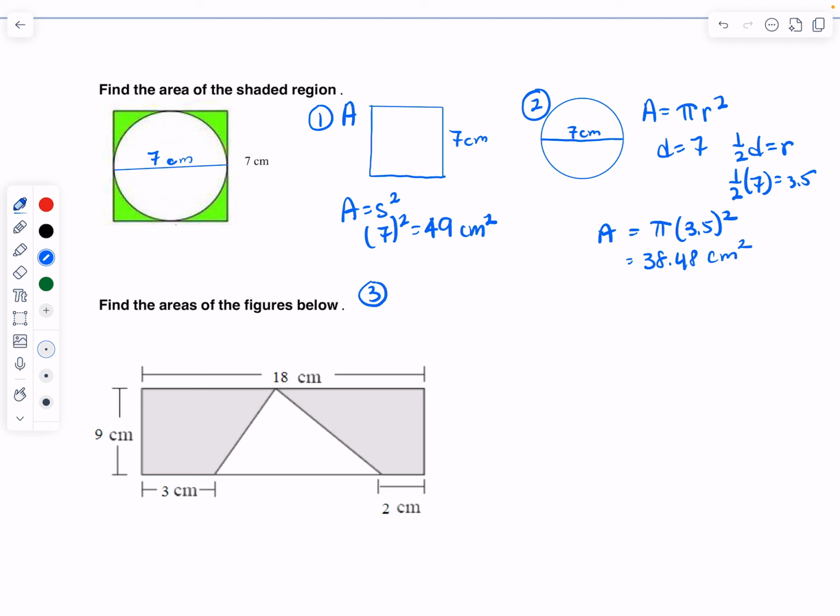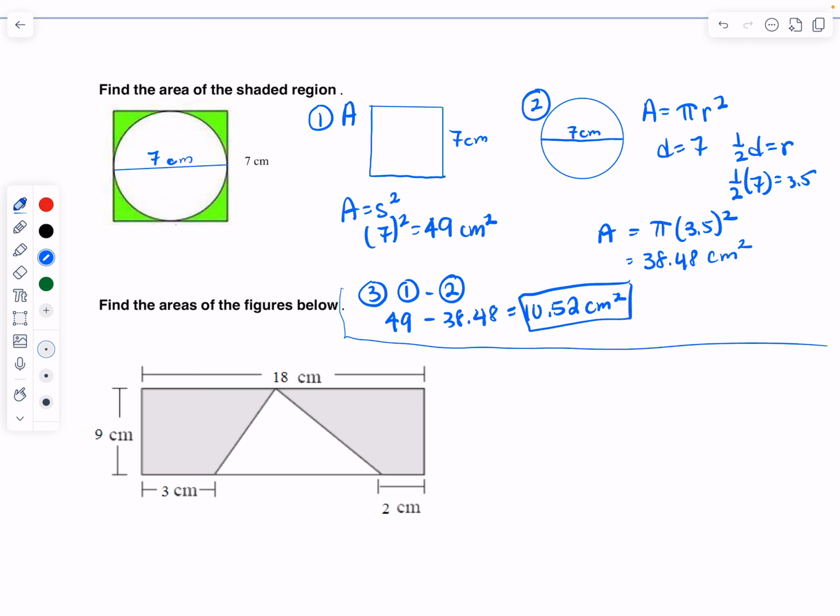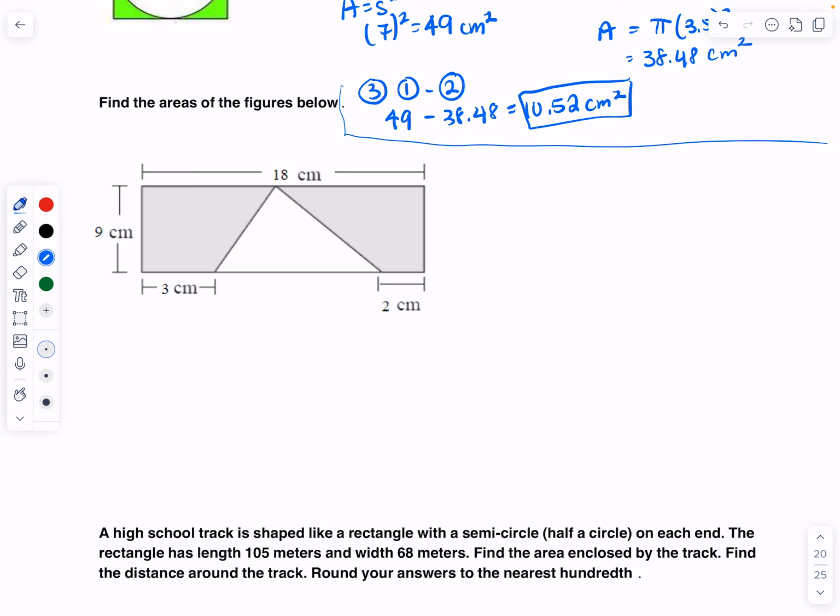So the next step is I'm going to take area 1 minus area 2, and that'll give me that green shaded region. So 49 minus 38.48, and when I do that, I get 10.52 centimeters squared. Okay, so 10.52 centimeters squared. So let's do this. Find the area of the figures below. That should say find the area of the shaded figure. Okay, find the area of the shaded figure.